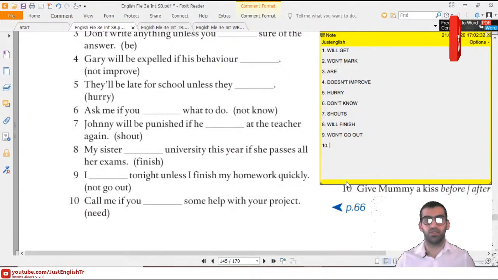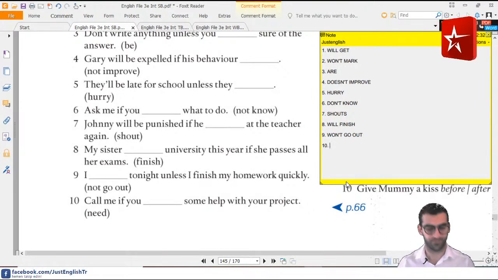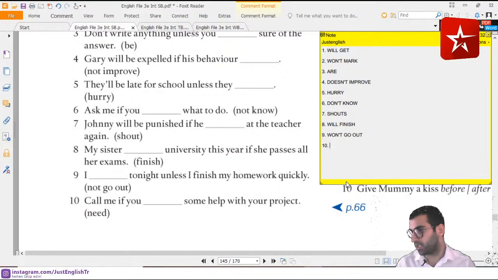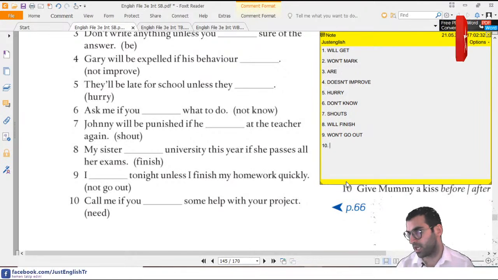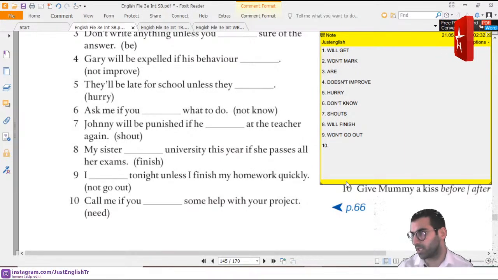Okay, for number 10. Waiting for your answers for number 10. Azime and Rana just answered. Number 10 is need. Call me if you need some help with your project. Let me wait for other answers. Just Minever, Mehmet, Lisa, Rana and Azime wrote their answers. What about the others?